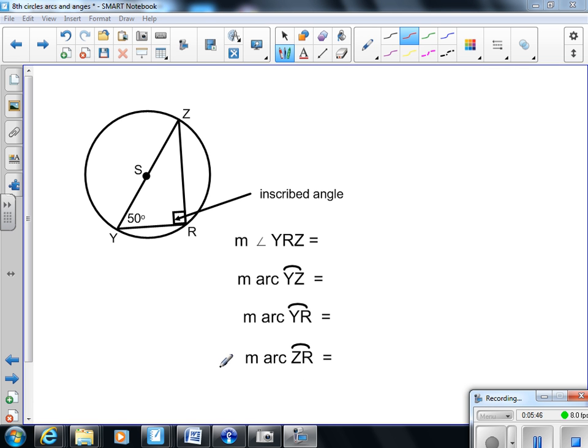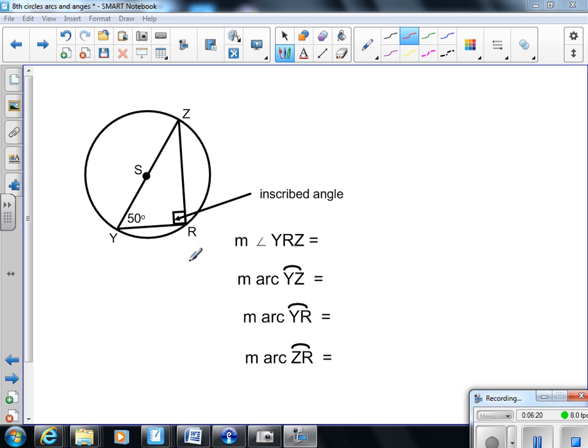Okay, so let's take a look at an example. Which one is the inscribed angle in this given situation? Okay, we can say angle YRZ is inscribed. Any others? Okay, angle ZYR would be inscribed, and angle YZR. Okay, so all three of these are actually inscribed because they have their vertex on the circle. The only central angle we have would be angle ZSY, and it's actually a semicircle.